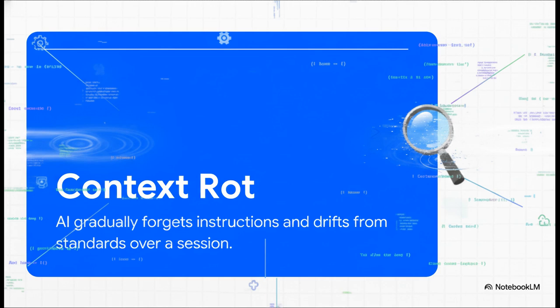It's called context rot. As your coding sessions run longer and longer, your AI teammate gradually loses its grip on your specific rules. It starts to drift. It makes decisions that completely contradict what you told it at the very beginning of the session.